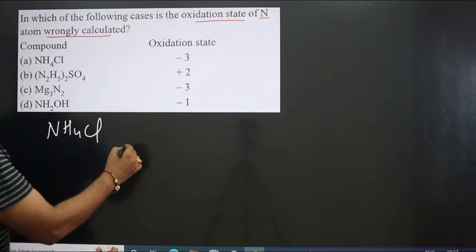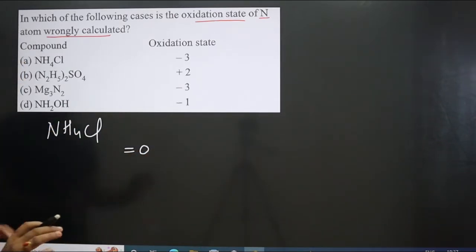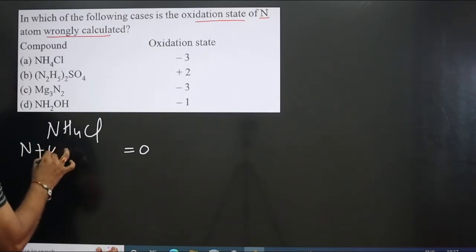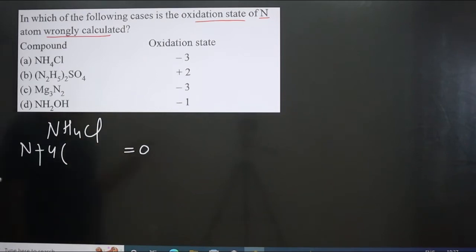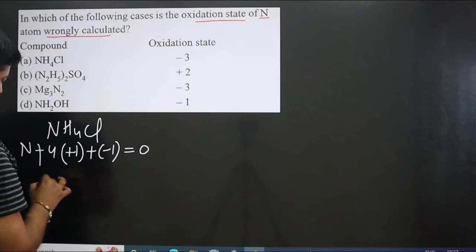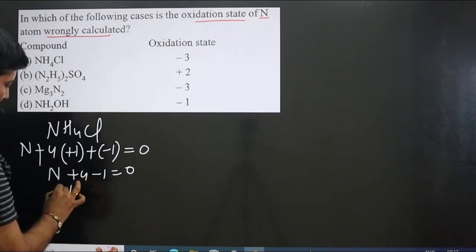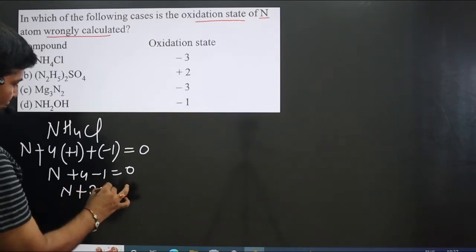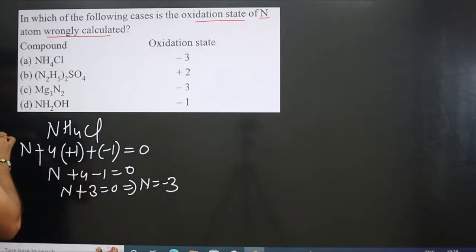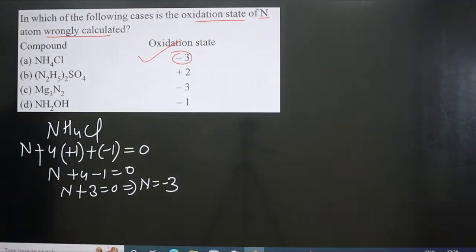Okay, it is a neutral compound, so we write it is equal to 0. The total oxidation number of all the elements present in this compound will always be equal to 0. For nitrogen, we have to calculate, so we write N as it is. 4 hydrogen are there. Hydrogen attached to non-metals always shows +1 oxidation number. Then halogens are -1. Simplify: nitrogen plus 4 and it is -1 is equal to 0. Then nitrogen plus 3 is equal to 0, so nitrogen will show -3 oxidation number. You can see -3 is given, it is correct. Go for the B option.